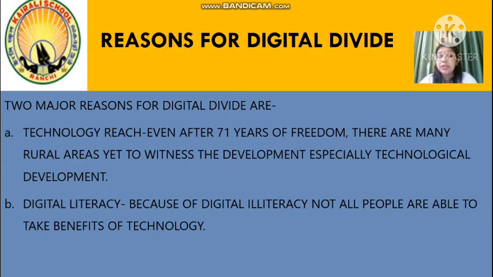Another reason can be digital literacy. Those who are digitally illiterate, who don't know how to use the features available on the internet, will they be able to use them? No. So there are people who are not able to access this information because of digital illiteracy also. These are the two reasons why the digital divide exists in our society, why people don't have equal access to the information available on the internet.